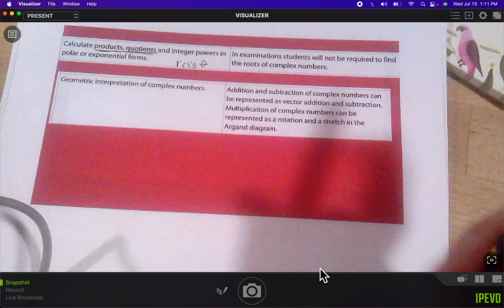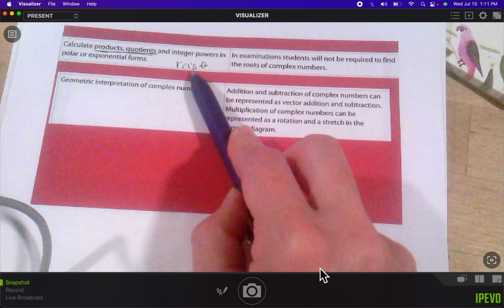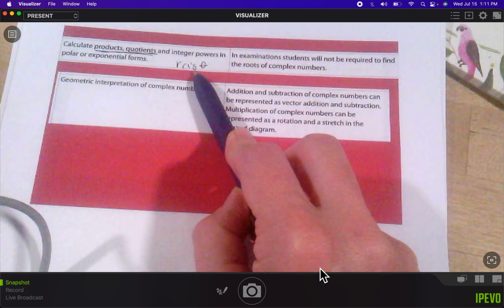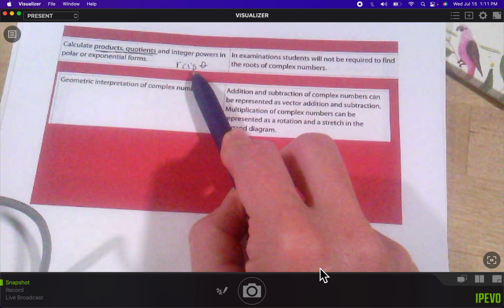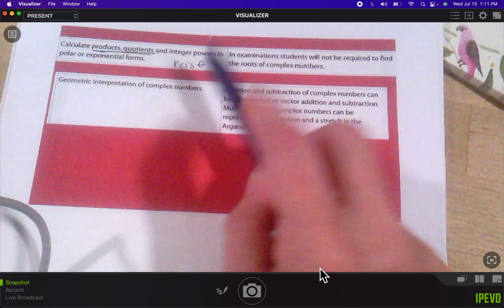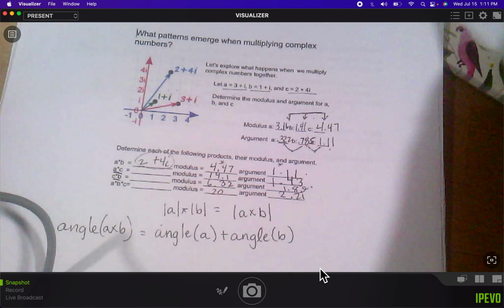So we're going to look at multiplying and dividing in this polar, or cis, form. And we're going to look at some patterns that show up when that multiplication happens. So I'm going to flip over, jump right to here.